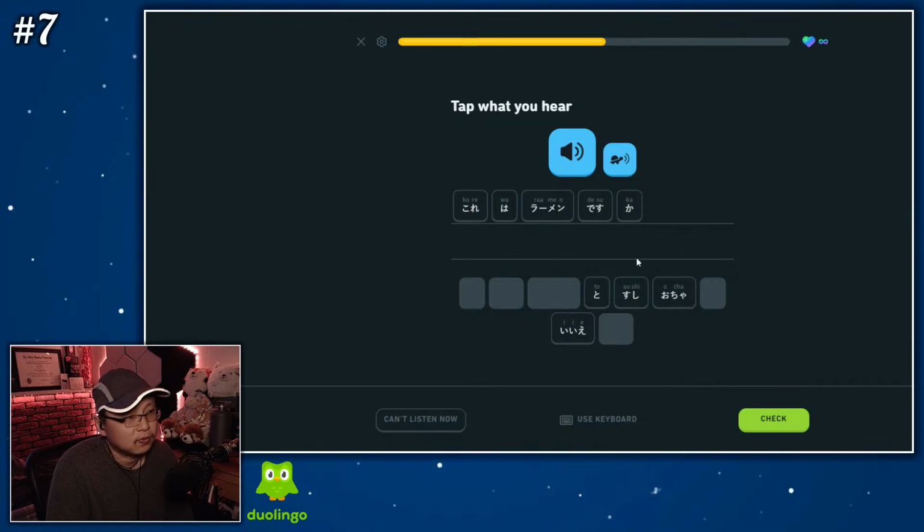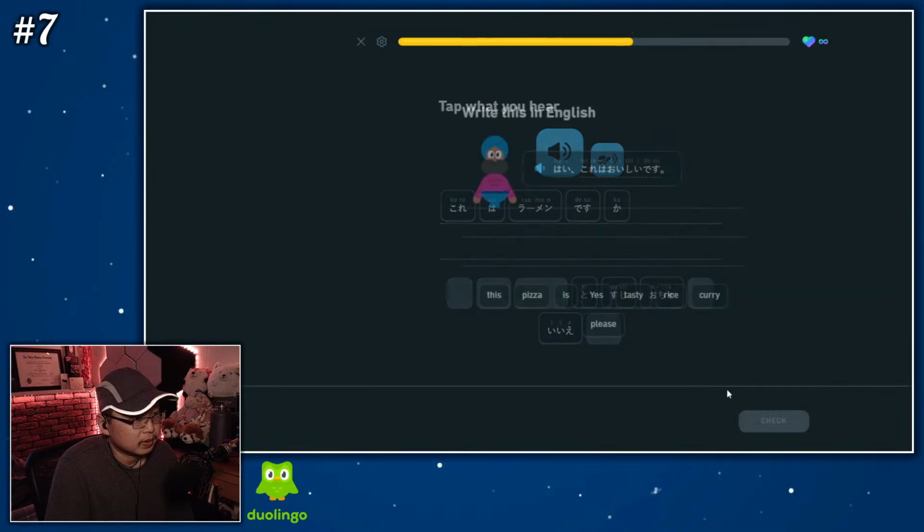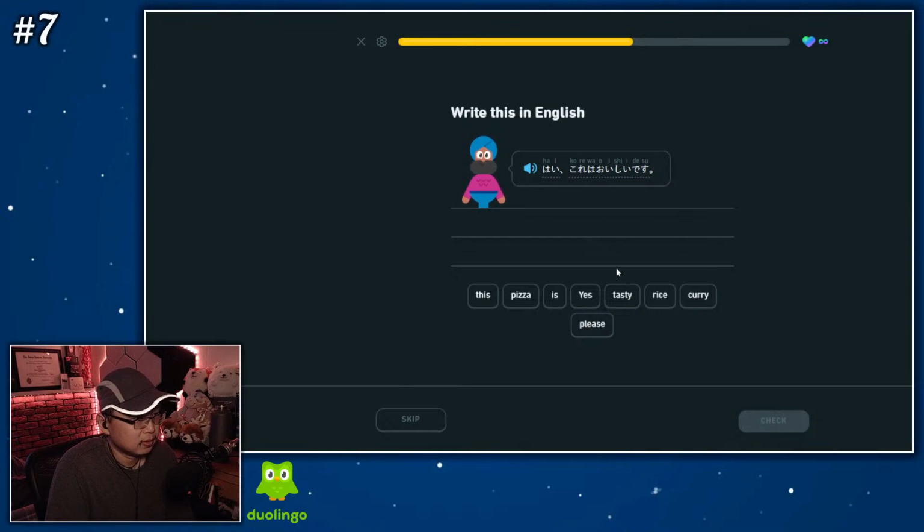Don't overdo it. はい、Patience. これは美味しいです。はい、これは美味しいです。This is tasty.